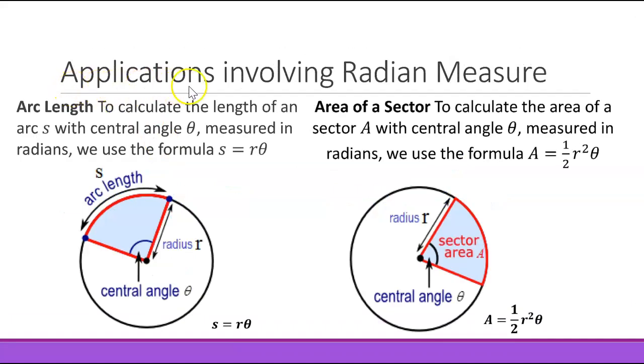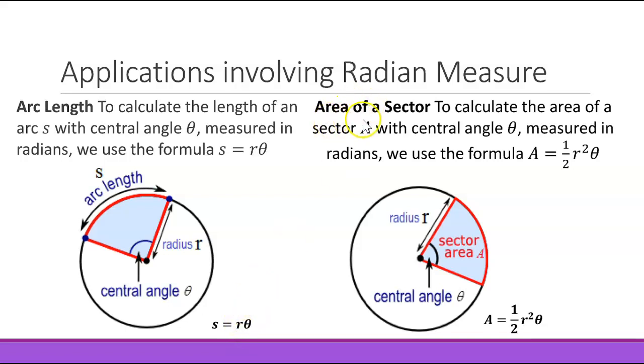Now let's review some applications involving radian measure. First, arc length. To calculate the length of an arc S with central angle theta measured in radians, we use the formula S equals R times theta. So here's a visual representation of what we are finding. We are finding the length of the arc S. Here's my central angle theta and my radius R. So we multiply the radius times theta, provided theta is in radians.